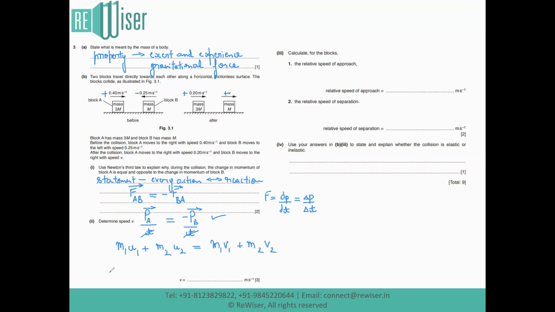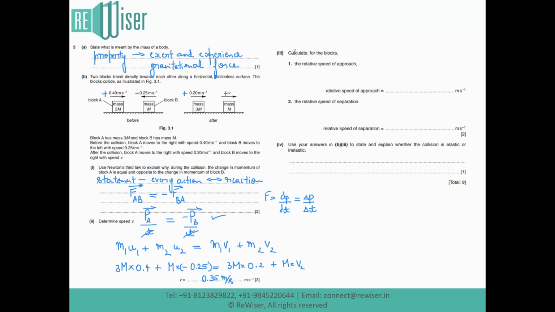Substituting for the above specific condition, M1 is 3 times capital M, whereas U1 is plus 0.4. M2 is just capital M, and U2 is minus 0.25 owing to its direction. This is equal to M1, which stays as 3M, times V1, which now changes to plus 0.2, plus M2, which stays capital M, times V2, an unknown value. V2 is what we are determined to find. Substituting and cancelling M on either side, we end up with a value for V as 0.35 meter per second.